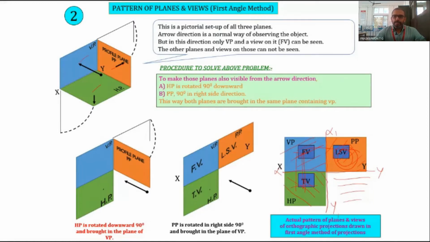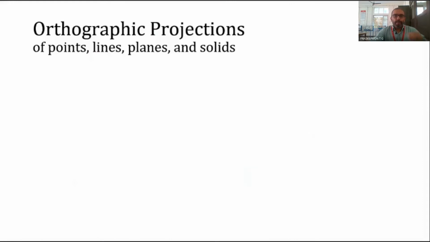So this is the orthographic projection method for first angle projection. Now, let's consider some of the orthographic projections of points, lines, planes, and solids. Why do we go in this way? Because all the solids are made up of planes.